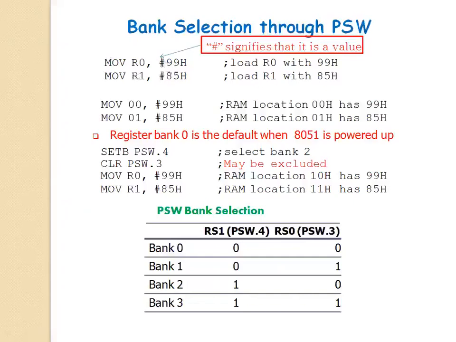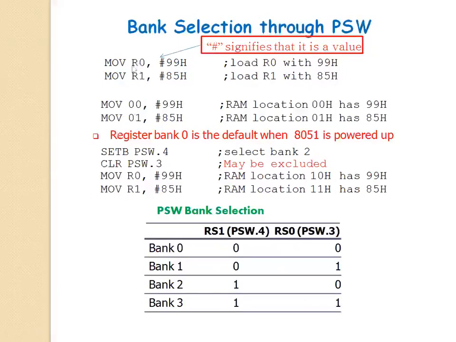Then I am copying the data 85 hex into R1. You can also write it in this way, like MOV 00, because 00 is the address of R0. So any register can be chosen by using its proper name, or you can choose its address also. You can choose whichever way you find convenient whenever you are writing assembly level language programs.